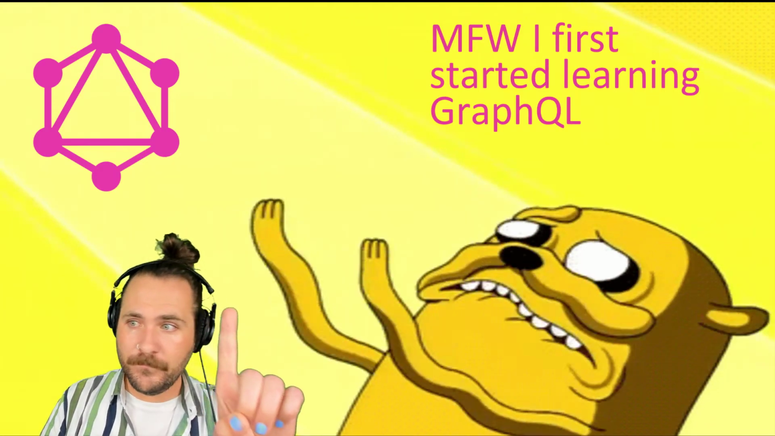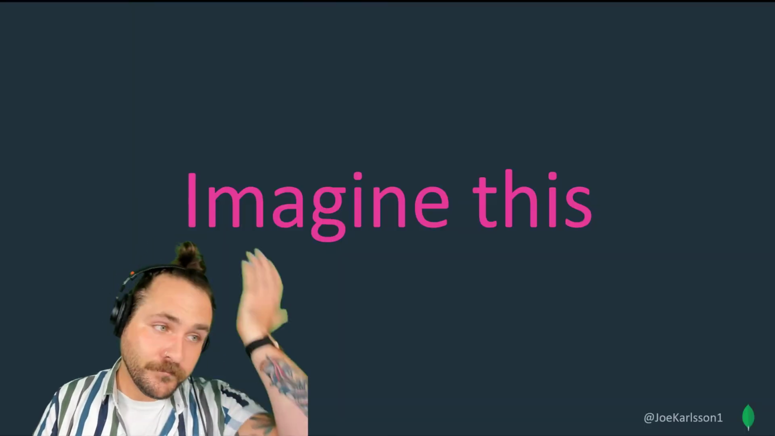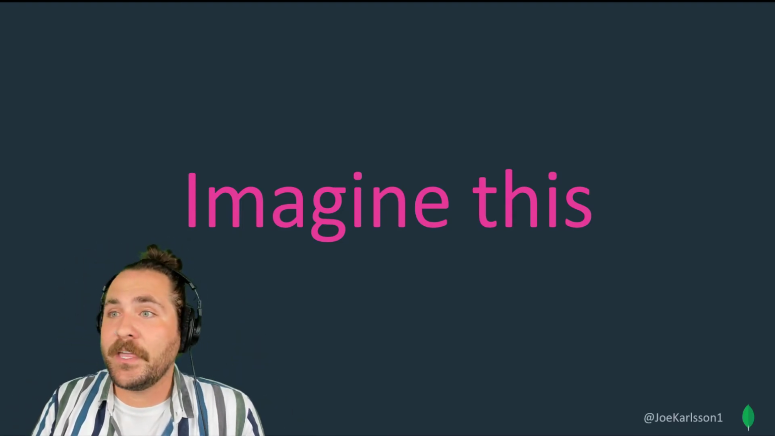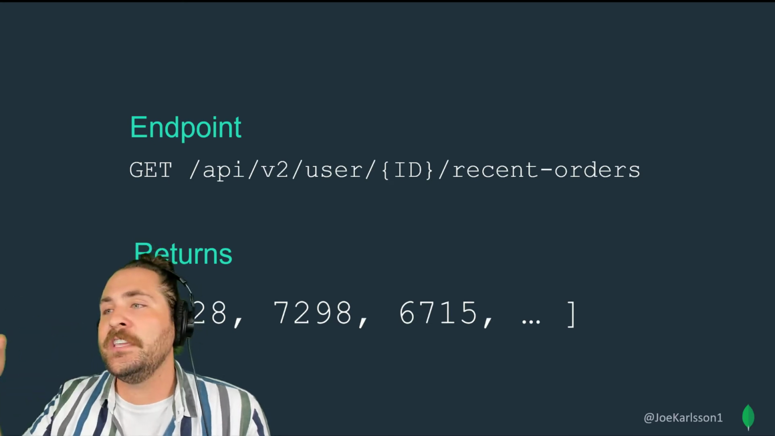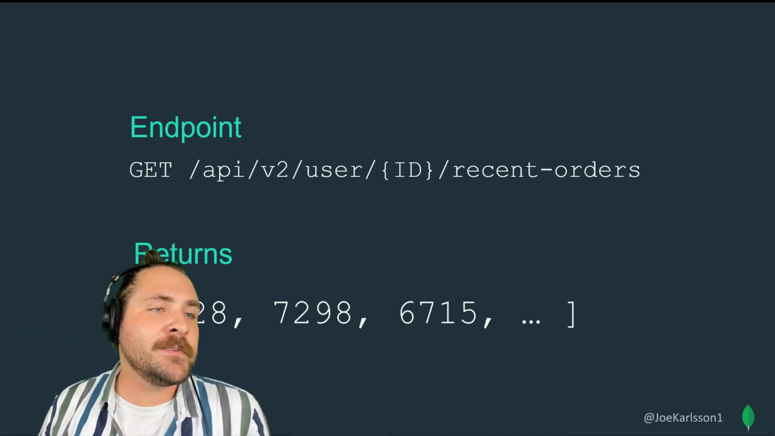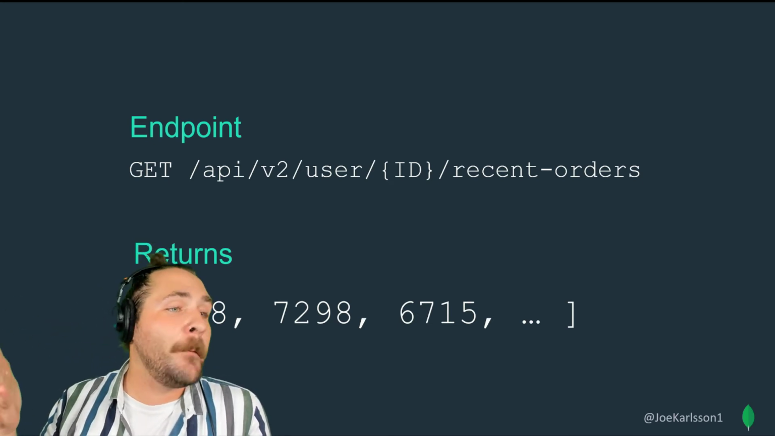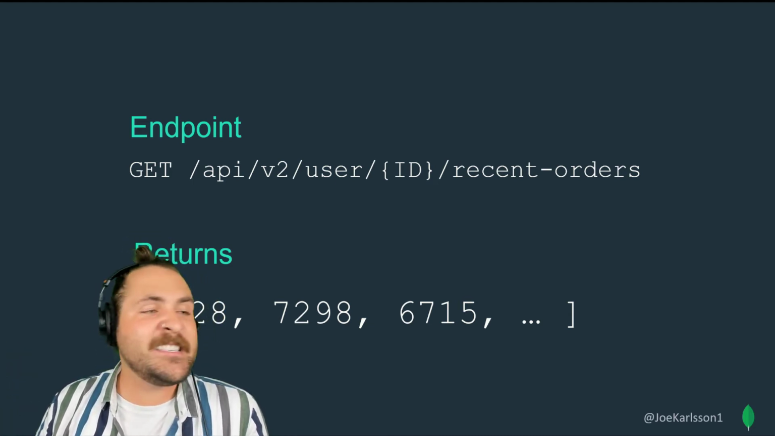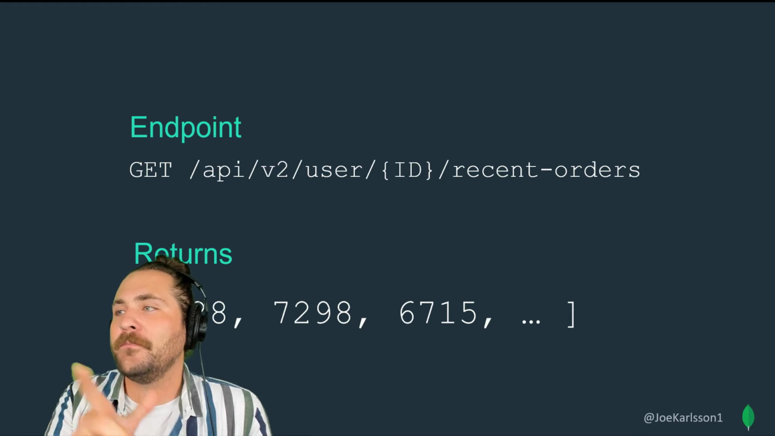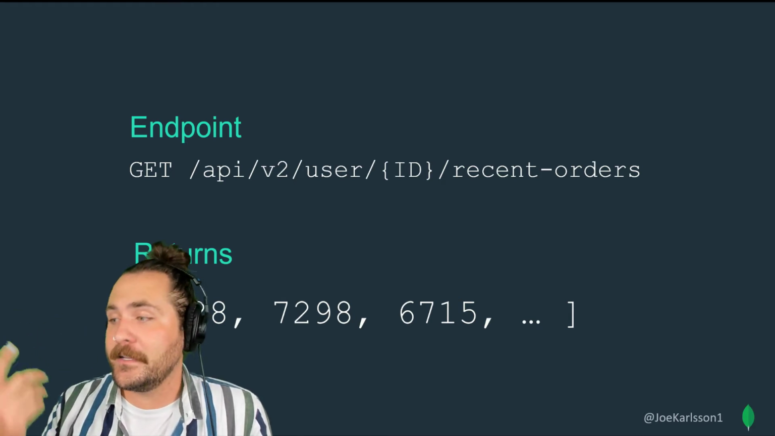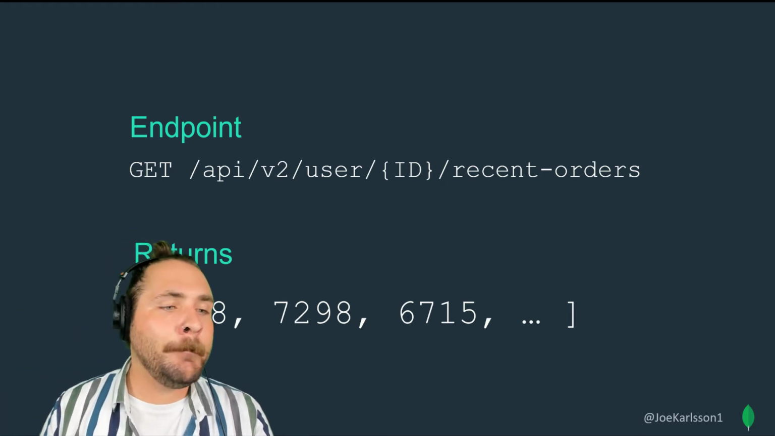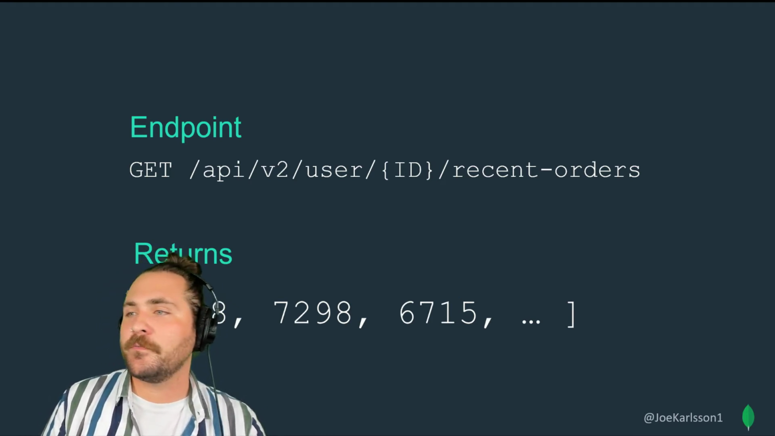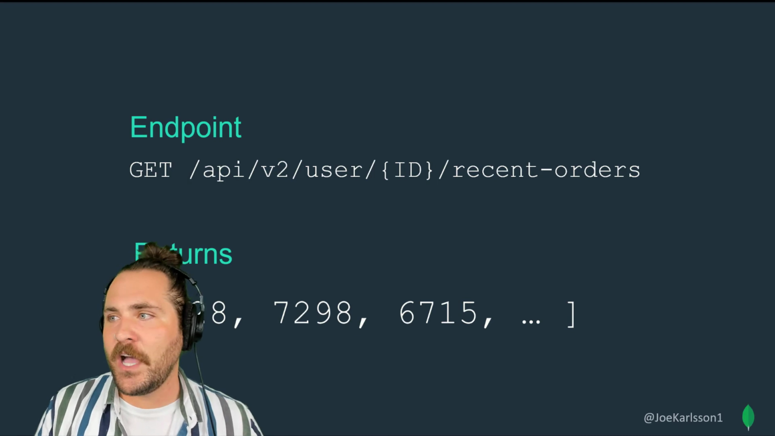But imagine this. Let's say you're working on an application, like a front-end React application, and you have an endpoint for your e-commerce store. Right? You can get some recent orders from your user, and it returns an array of SKUs. Okay, a SKU is like a short ID of an order or a product. Cool. Great.